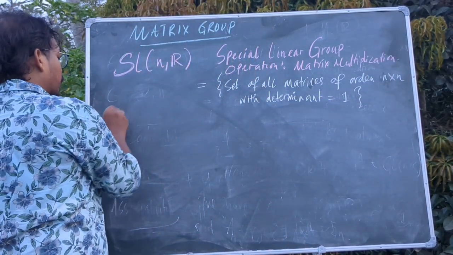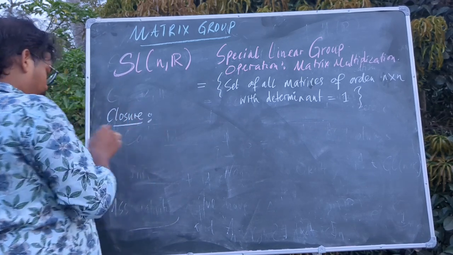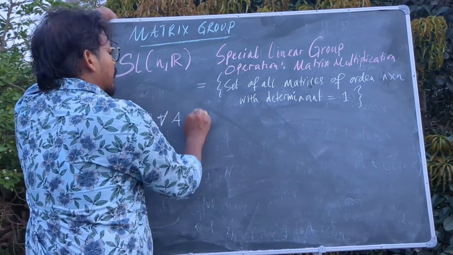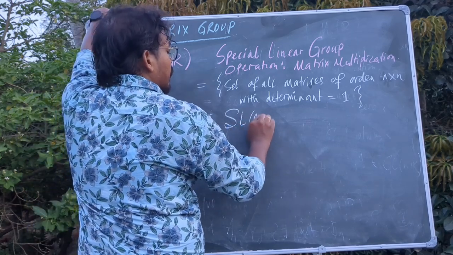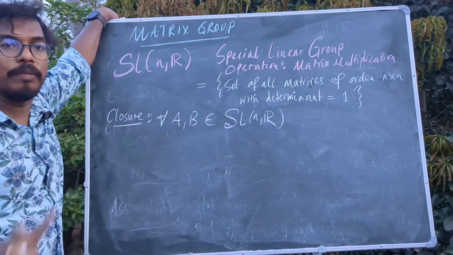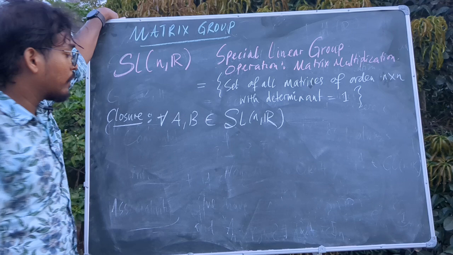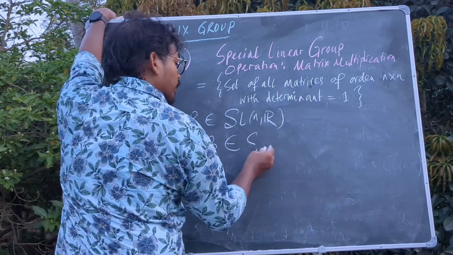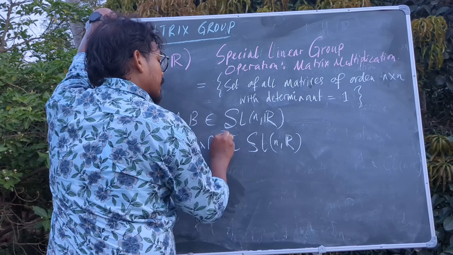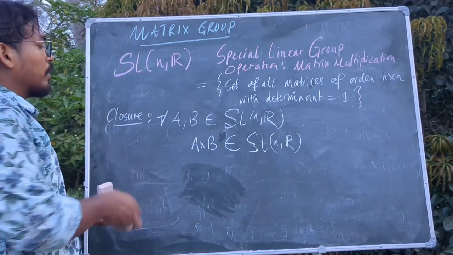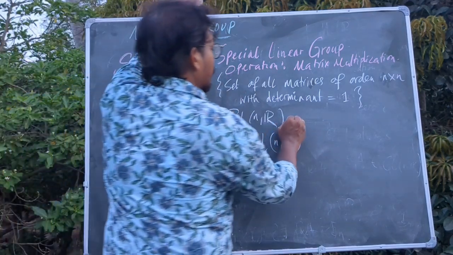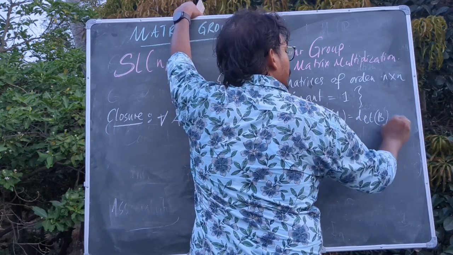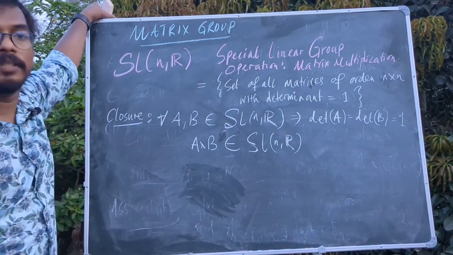We will also verify this one. Closure. If two matrices A and B are in the set SLnR, does their product also belong to SLnR? The answer is yes, because if we have two matrices of this set, then their determinants are determinant of A equals determinant of B equals 1. Both are 1.